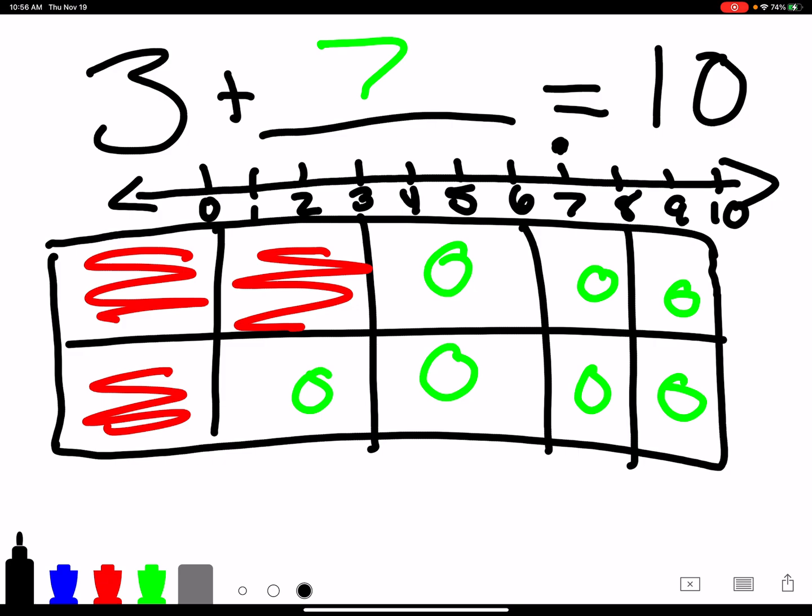And remember, in addition equations, we're gaining more numbers, so we're moving further away from 0. So we're moving towards 10. But if this was a subtraction equation, we would be moving towards 0. But since the plus sign is in our problem, we are going to move further away from 0. So we're going to go up how many times? 3 times. So we go up 1, 2, 3. And look, we both have 10 to make sure that is correct.